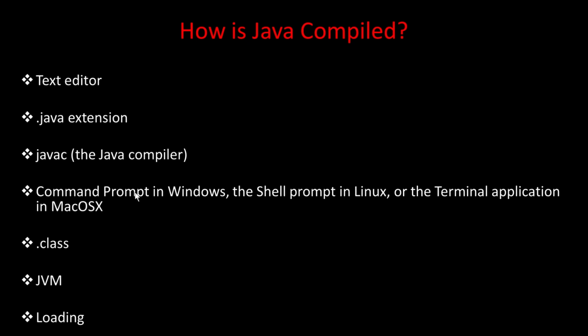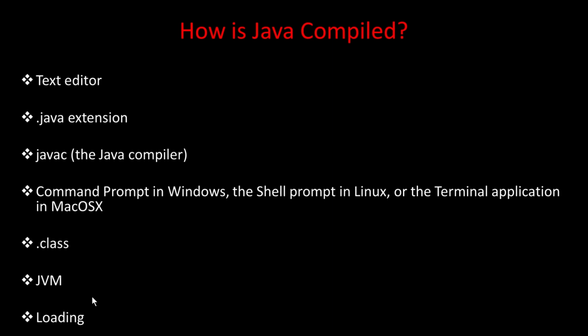After generating this dot class file, the JVM will now load the dot class file into the primary memory. Now after loading it into the primary memory, it will go to the next stage. The fourth stage is the verification stage.